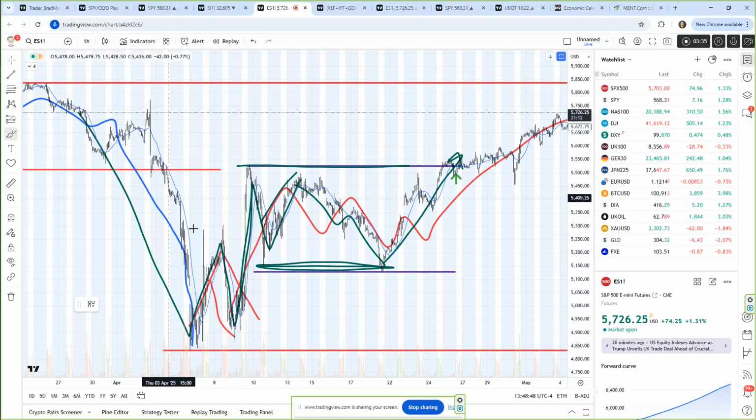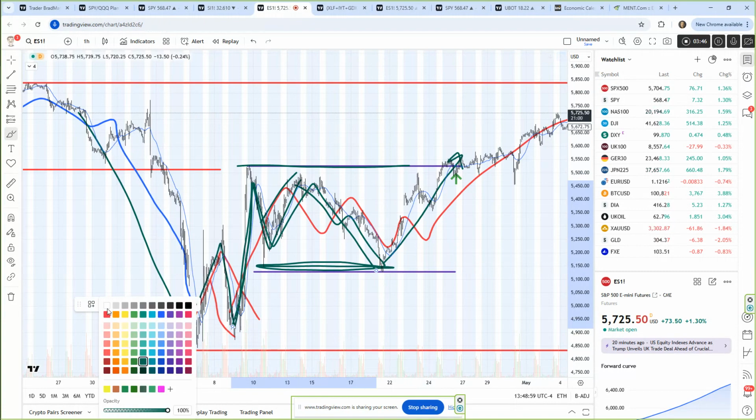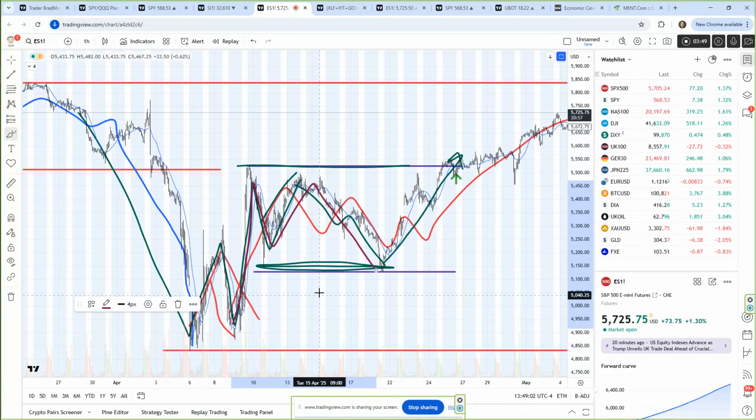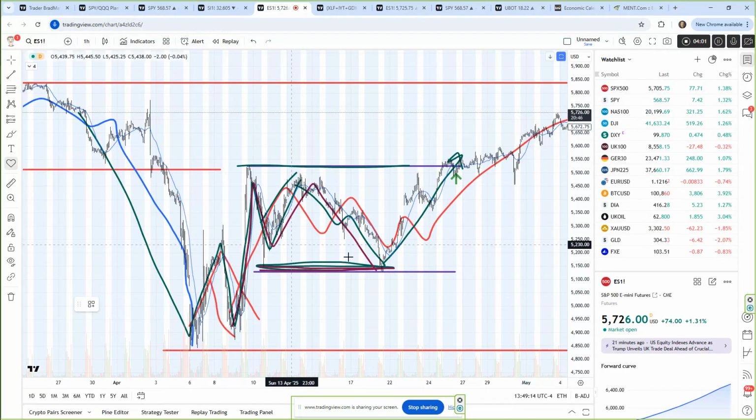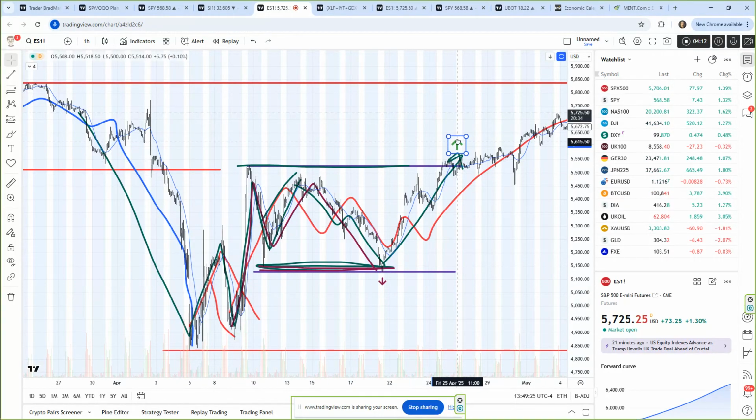We get this cradle pattern from this level up into this pullback, into this move, down into this area. So this pullback here, this low, and I'll set this up as a dark red. This cradle pattern in dark red sets up a low right over here, saying that if we break down below this level, we then end up bearish. So this would be a bearish move below this level. And of course, the bullish move up above this level is what we have right now.